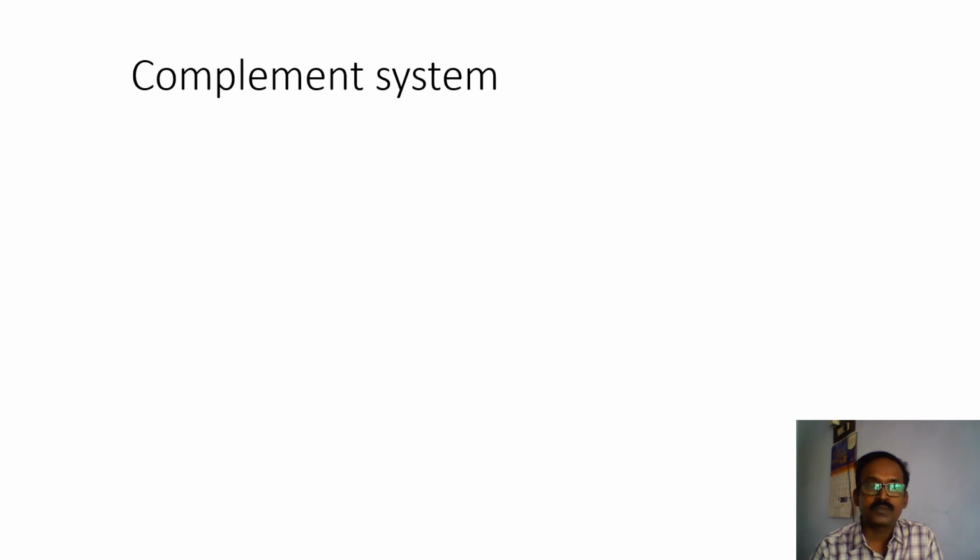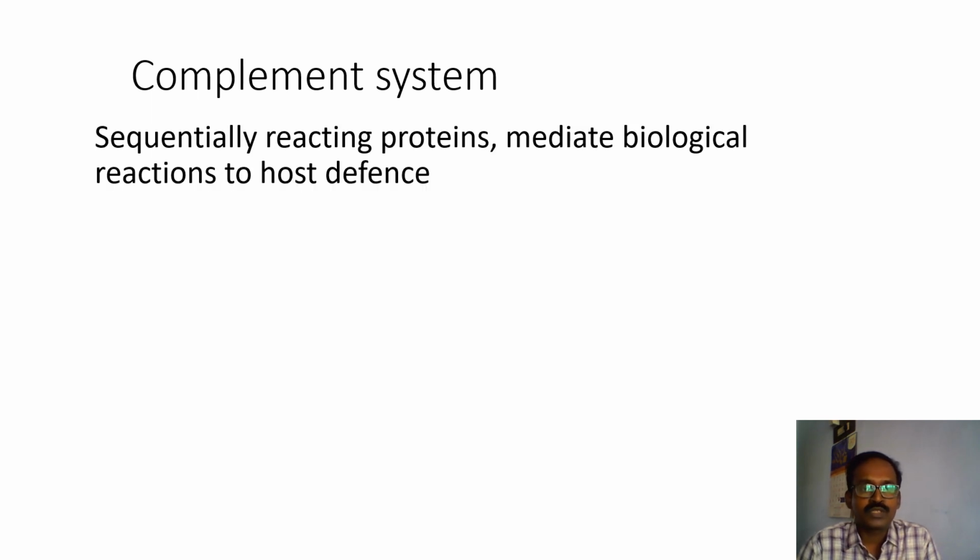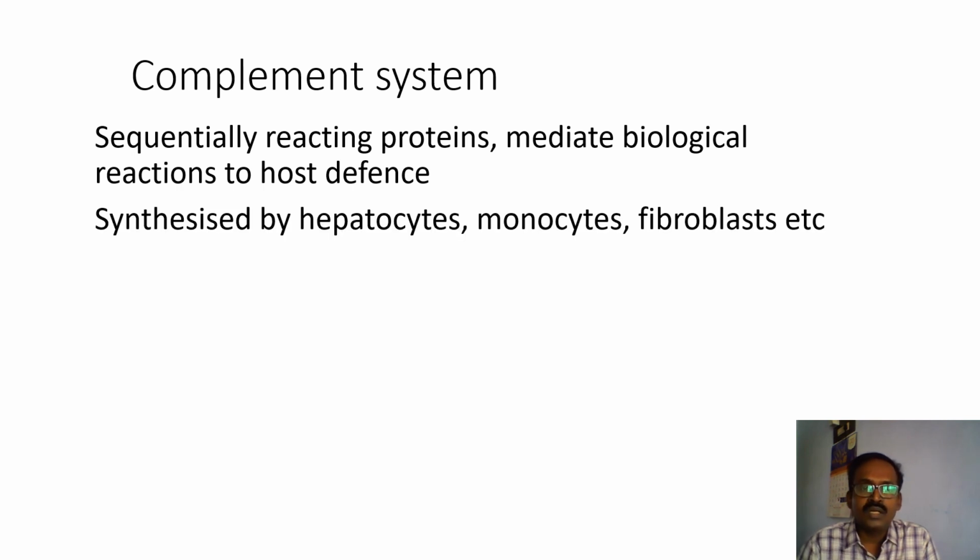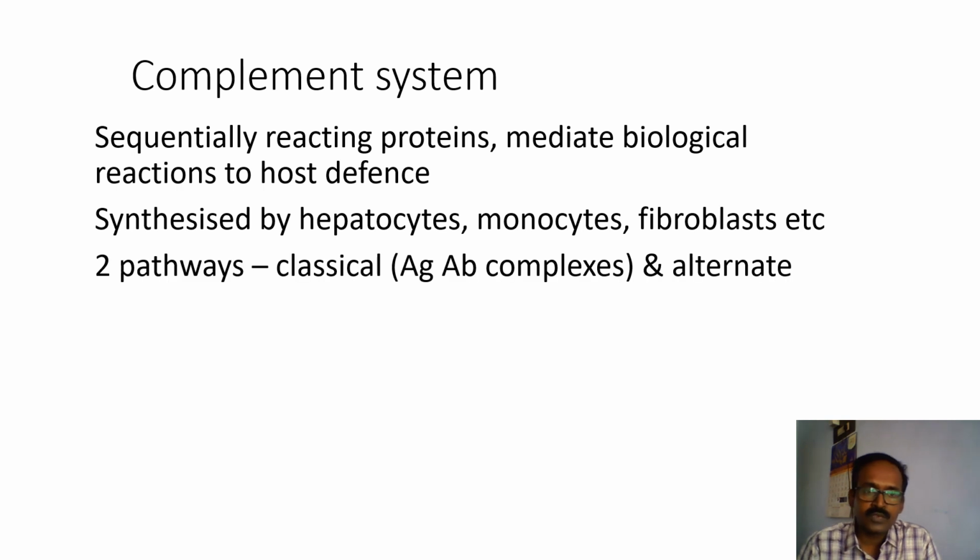The complement system is a group of sequentially reacting proteins that mediate the biological reactions against invading microorganisms. It contains 11 complement proteins, C1 to C9 and B, D. It is synthesized by hepatocytes, monocytes, and fibroblasts. It has two pathways, the classical pathway and the alternate pathway.